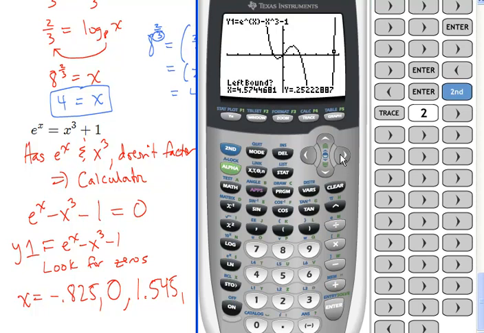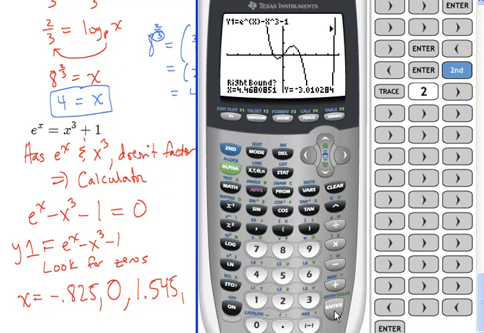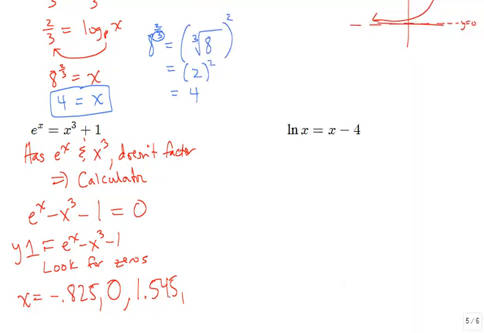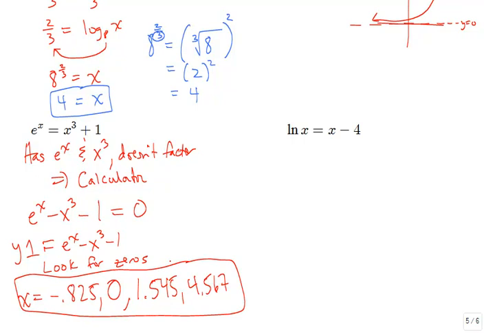So here I want a left bound, and right now I'm a little bit to the right of my 0. So I do want to back up once, but you won't see the cursor. That's okay. Hit enter. Move the cursor to the right once so that you see it. Now we're a little bit above that 0 and to the right, so hit enter. And I'm just going to make that my guess as well. So we get 4.567 for the fourth 0. And there are my 4 different solutions.